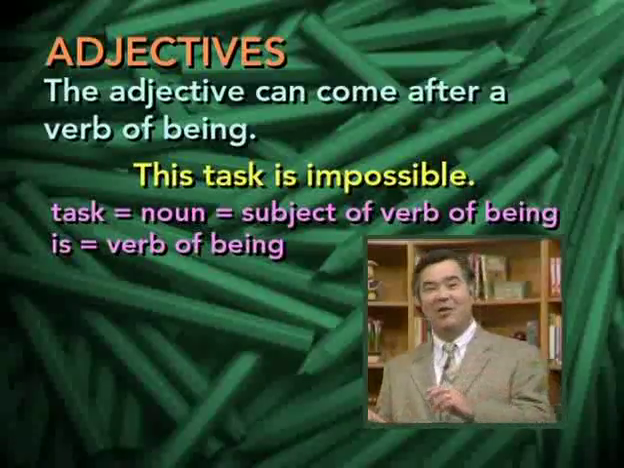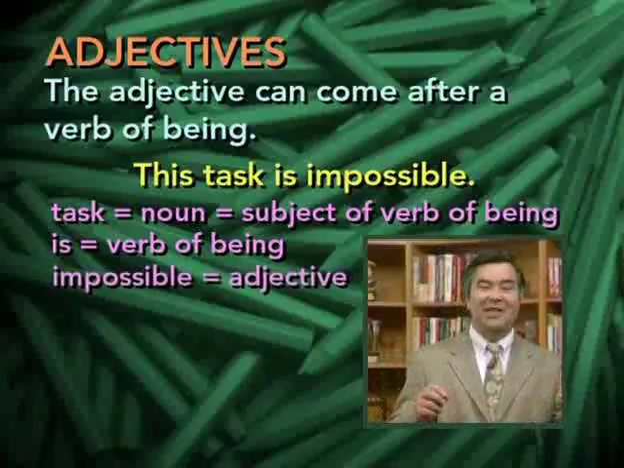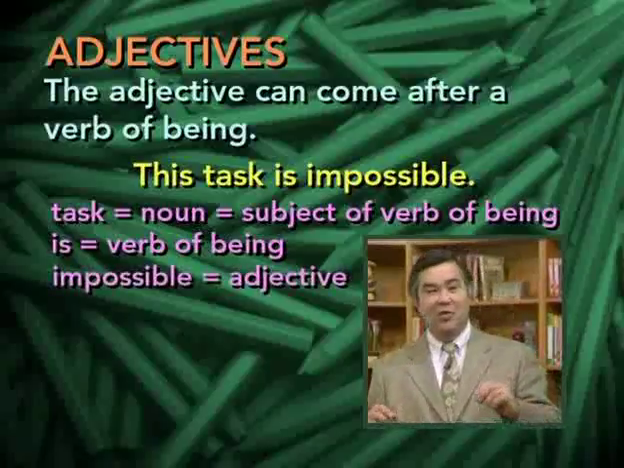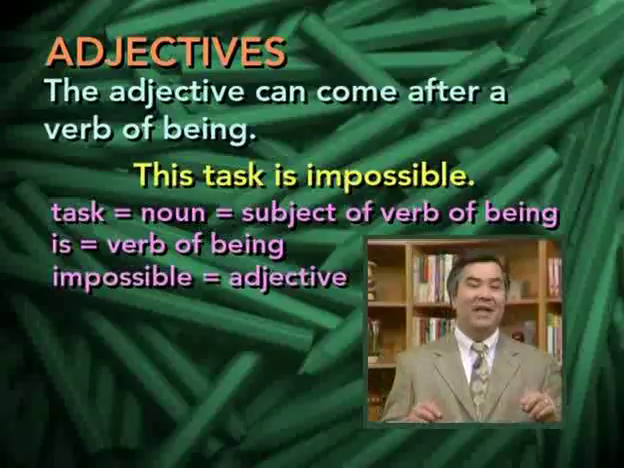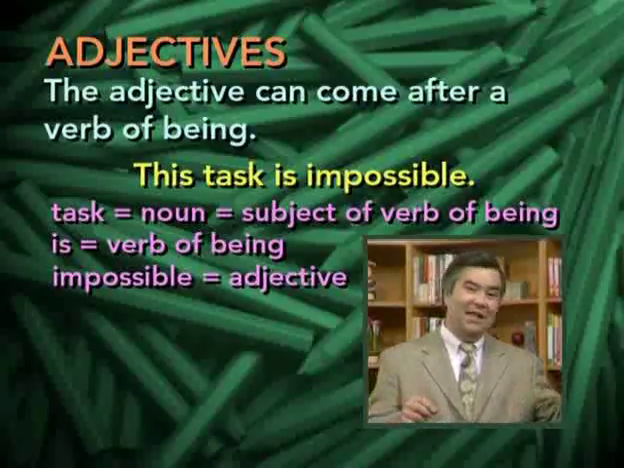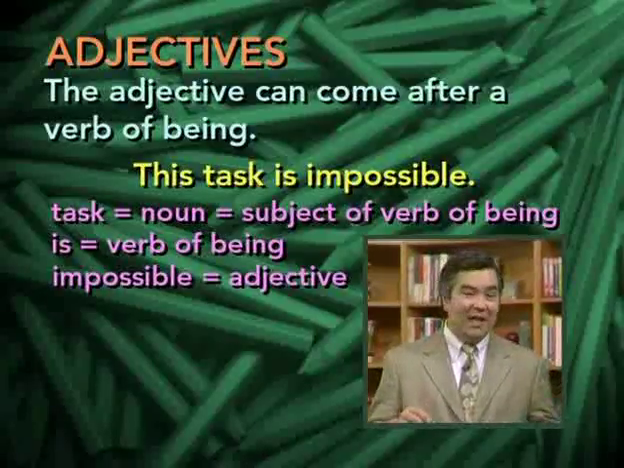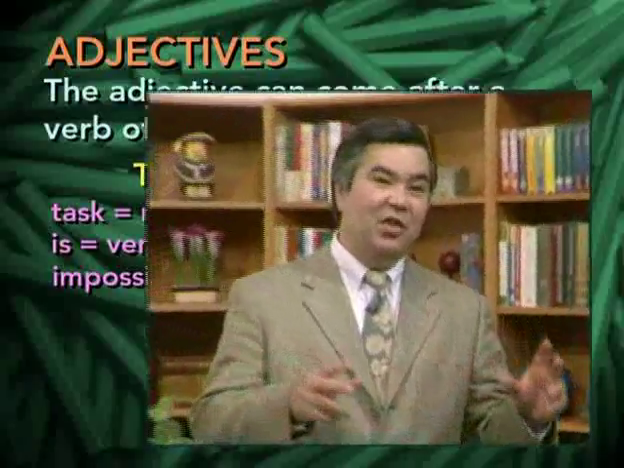And what comes after the verb of being is the adjective impossible. So you can see that in that sentence, the verb of being is links the noun task and the adjective impossible, and shows that the two belong together. So an adjective most often comes before a noun in a sentence in English, but it can also come after a verb of being, which links the adjective to the noun or pronoun to which it refers. So look for adjectives in both of those places.